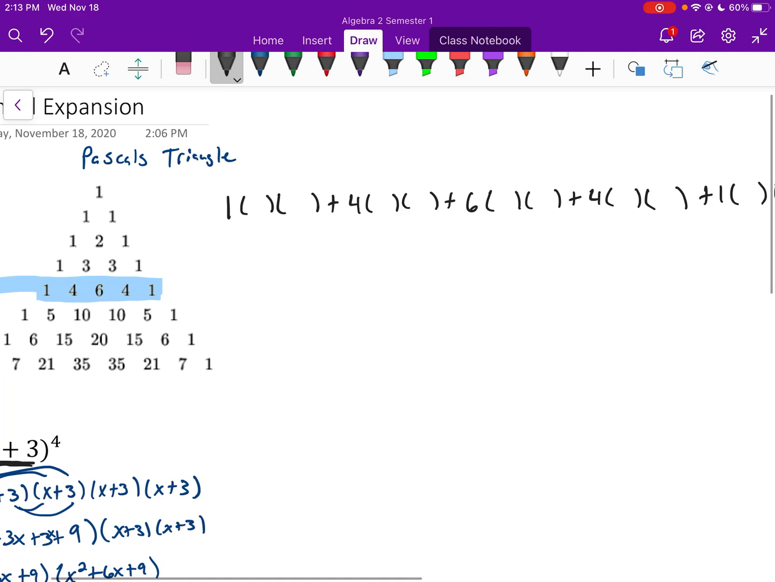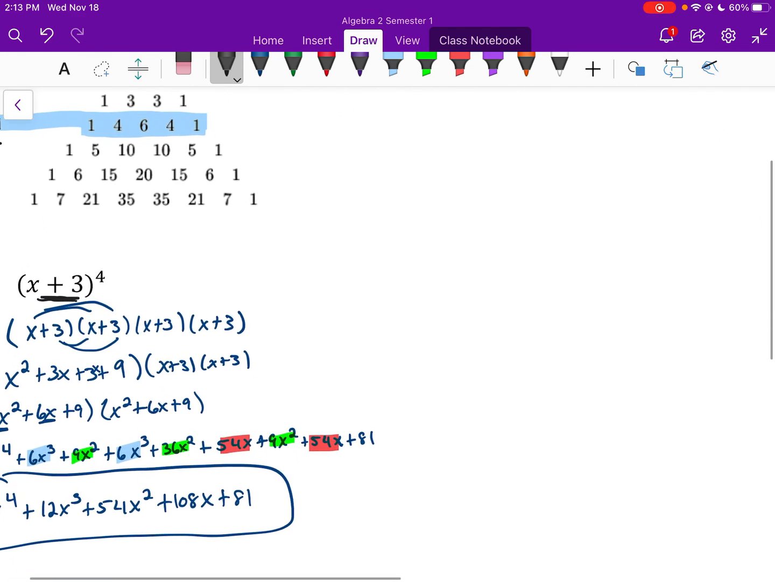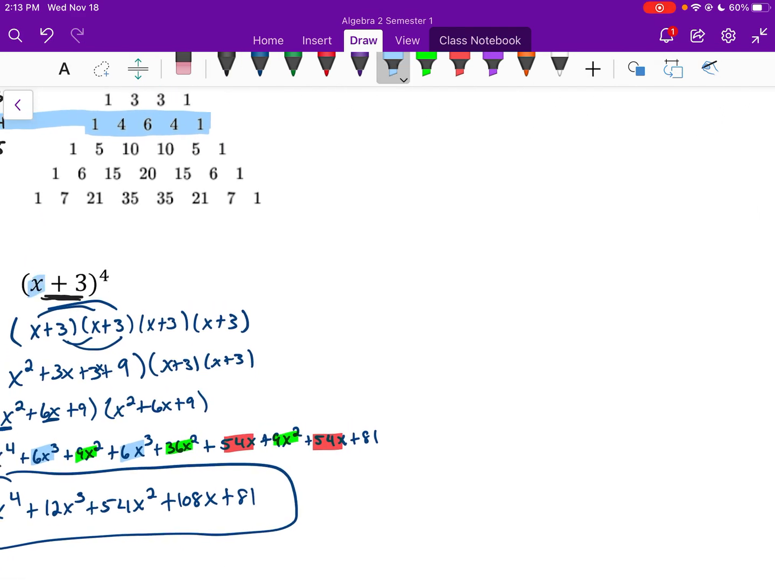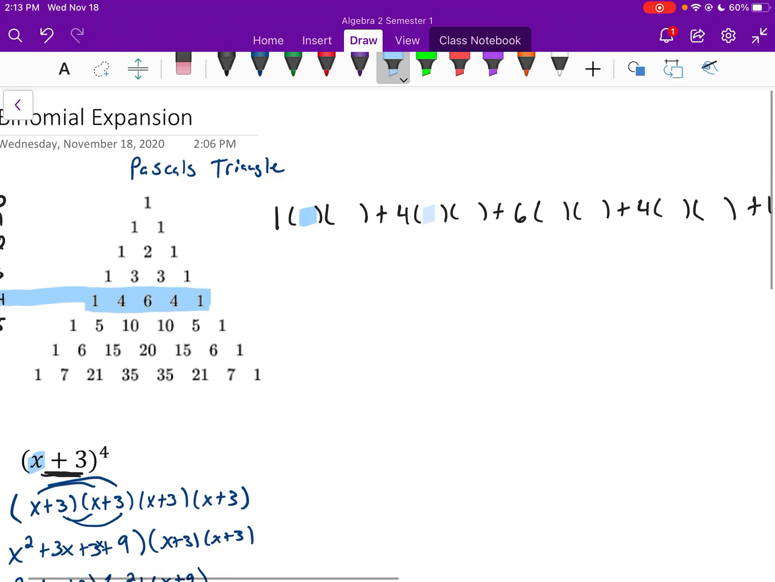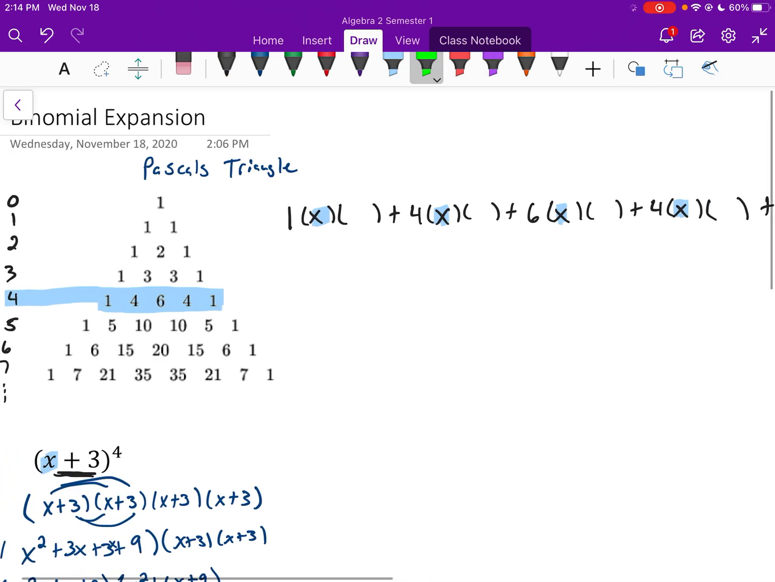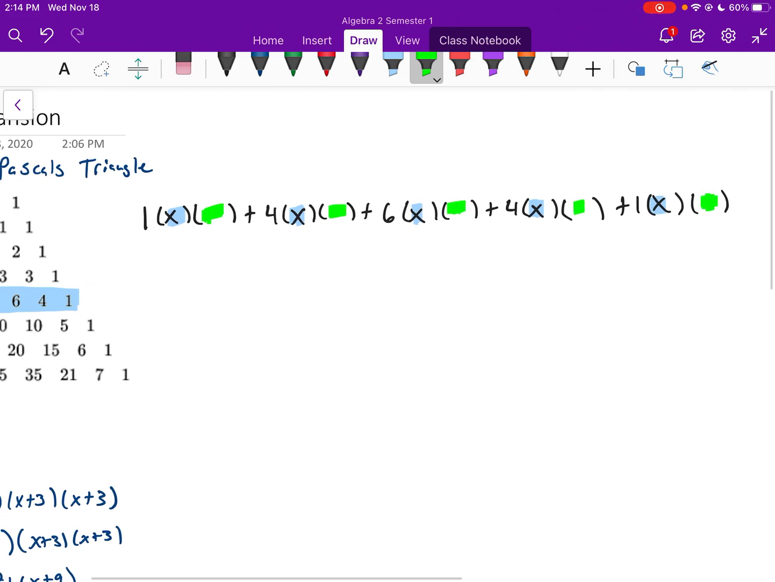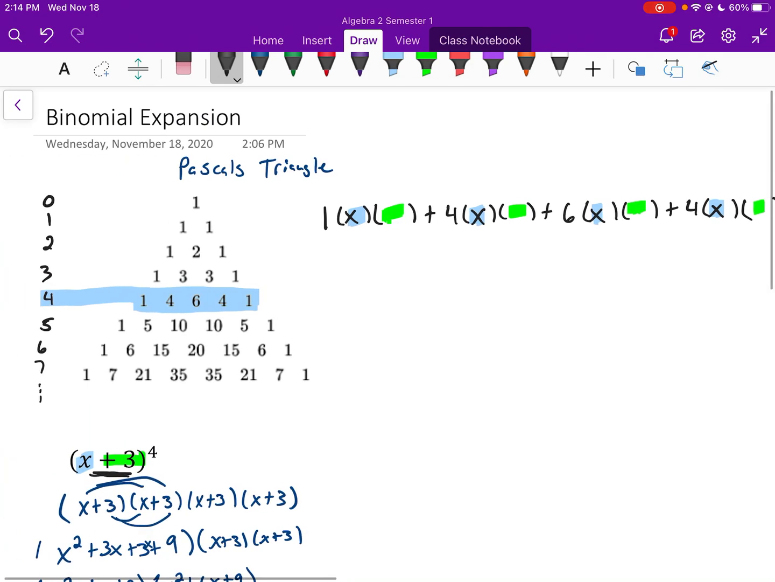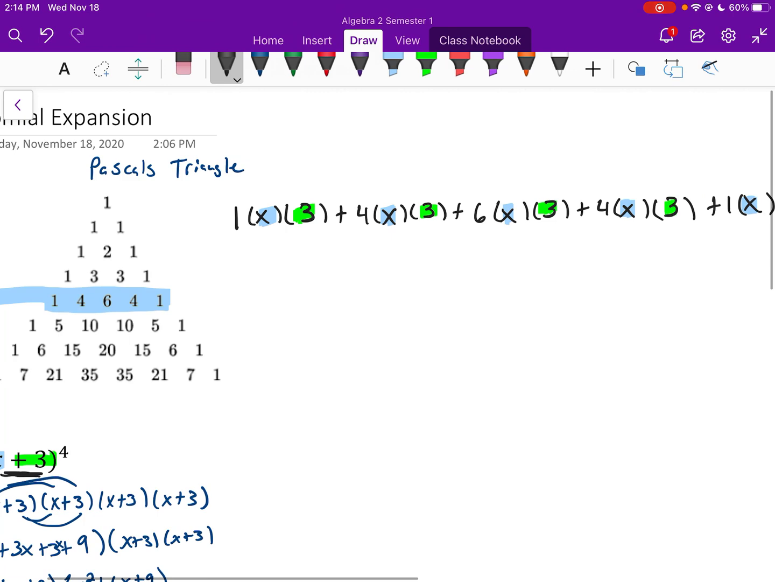Now from there, you're going to take the first term of the binomial, that x, and that's going to go in the first parentheses on each of those. So x, x, x. And then the second term, the positive 3, you need to incorporate the sign in there. So if it was negative 3, it would go in as negative 3. But in this case, it's just positive 3.